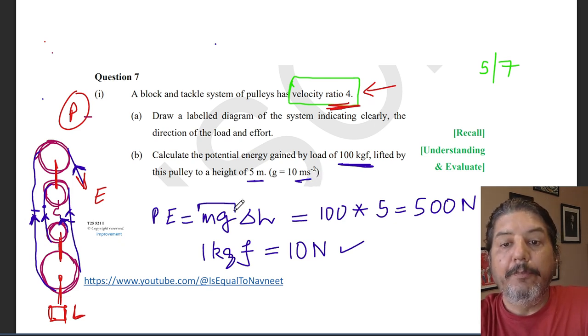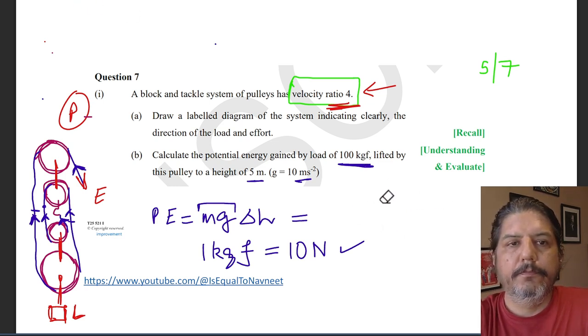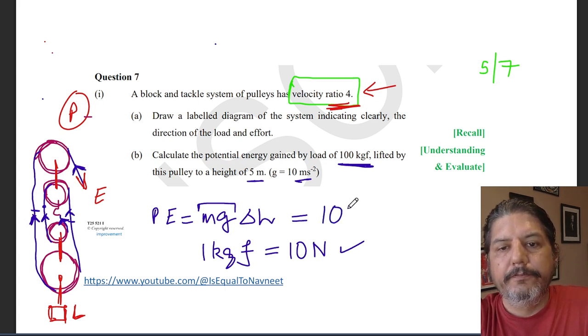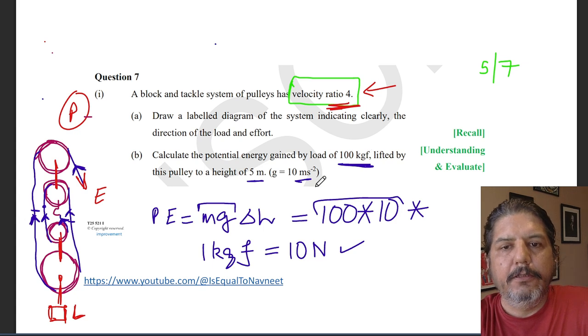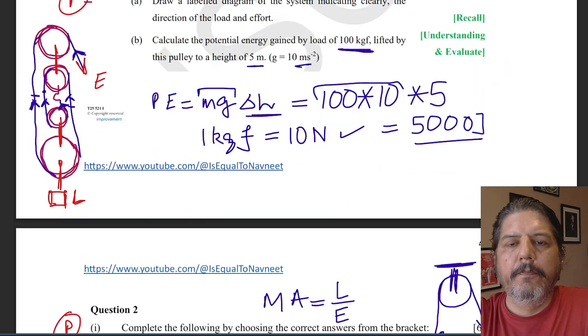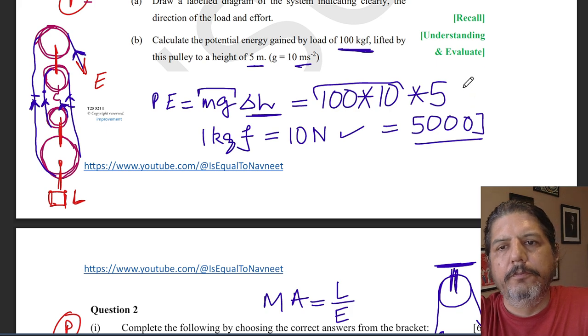So mg, the load which is given to be 100 kgf, needs to be converted to newtons by multiplying by 10. So this is in newtons, multiplied by the delta h. Delta h would be 5. So this would be 5,000.